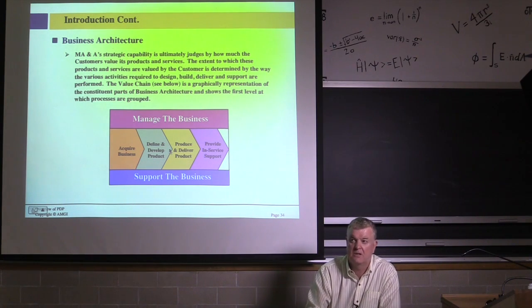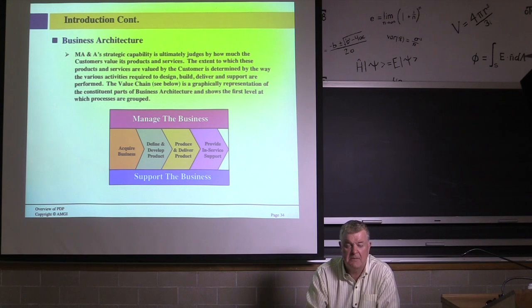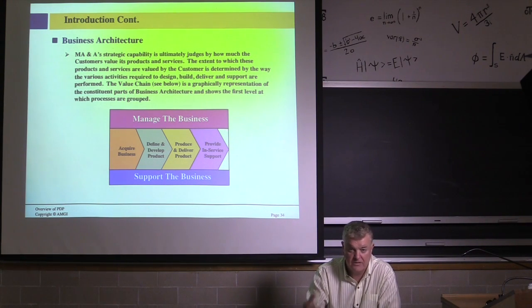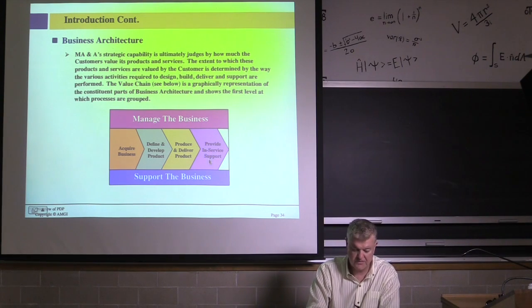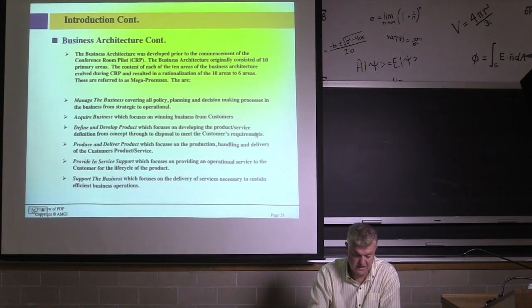This took, I don't know, 12 to 18 months to actually model the enterprise, to define how all the detail processes work. So this was their tier 1 model: acquire business, define and develop product, produce and deliver product, provide in-service support, manage the business, support the business.